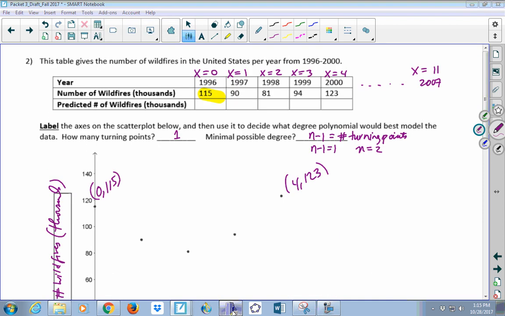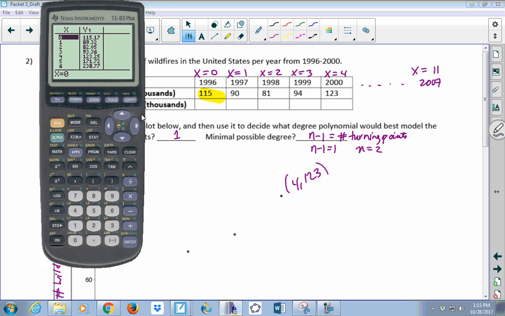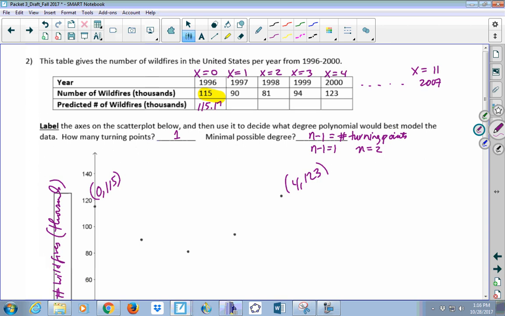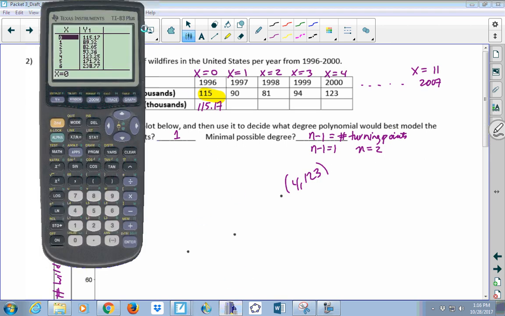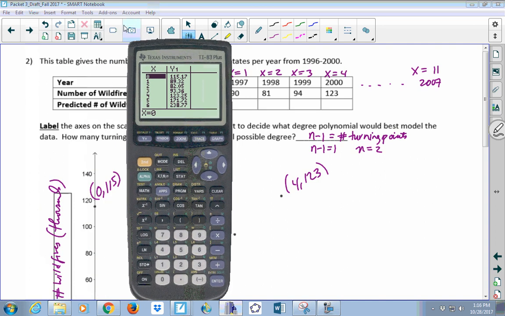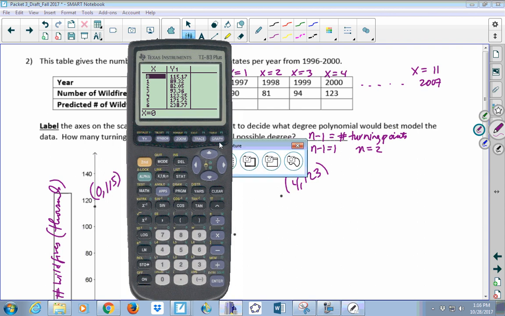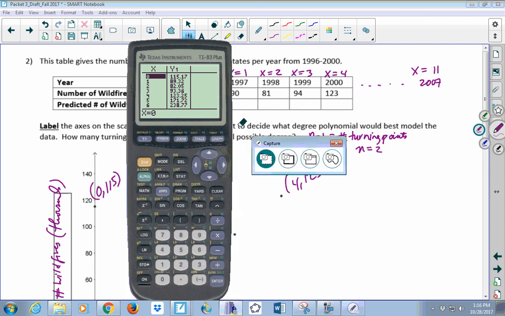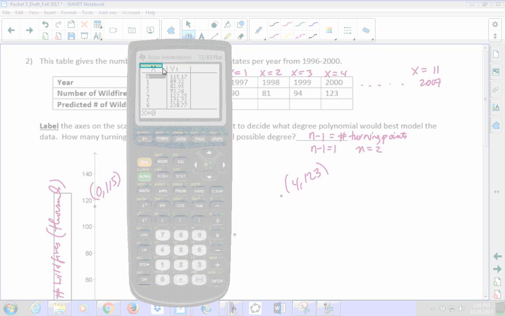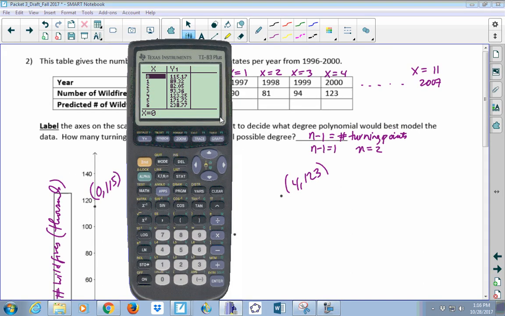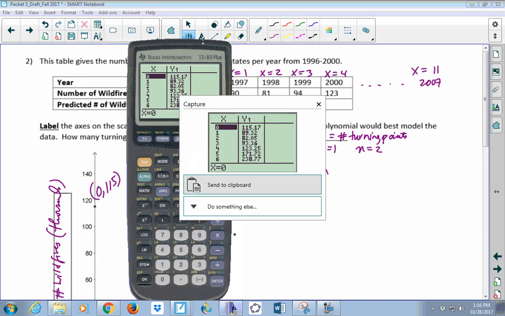And now I get the number of wildfires predicted for each year. So let me pull this up. So at 0, or 1996, the prediction is 115.17. That's pretty darn close. You can't get much closer than that. Let me take a picture of this so that we have it without it keep falling off the screen here. Okay. So take a little picture of our data here from our calculator. Put it right here on the page. And we can close this calculator out.